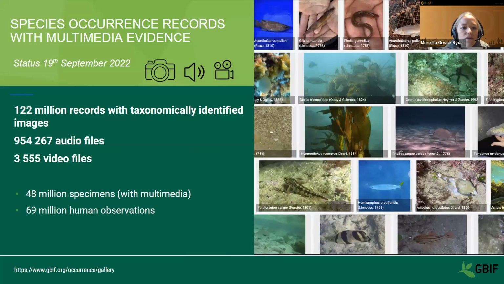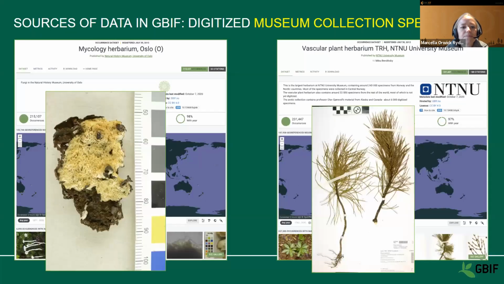And as well, there's quite a bit of species occurrence with multimedia evidence. Right now we have 122 million records with taxonomically identified images. This includes nearly 1 million audio files and nearly 4,000 video files. It also includes about 48 million different specimens with multimedia and 69 million human observations.